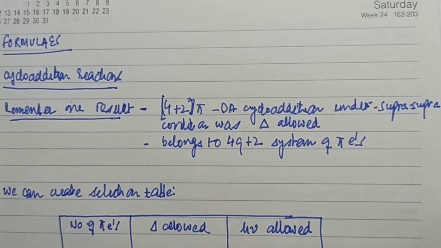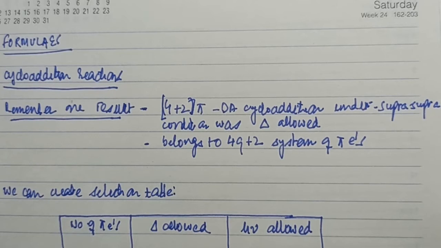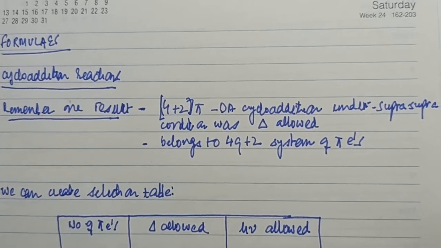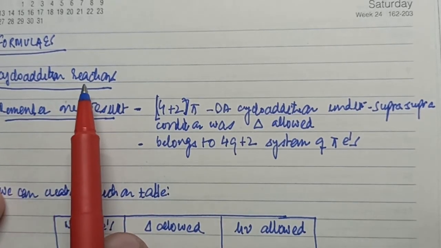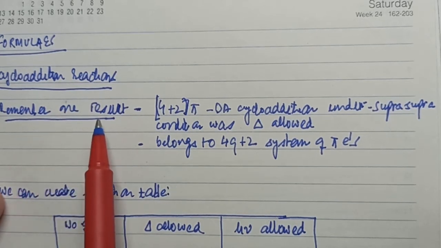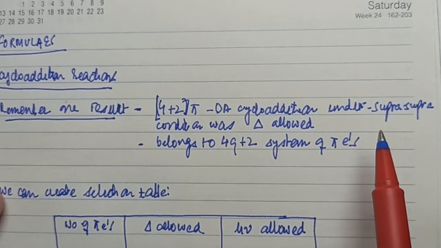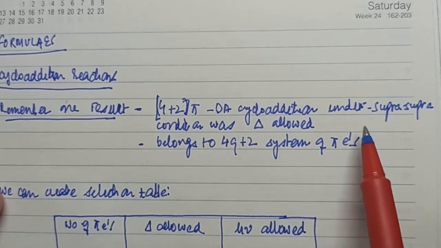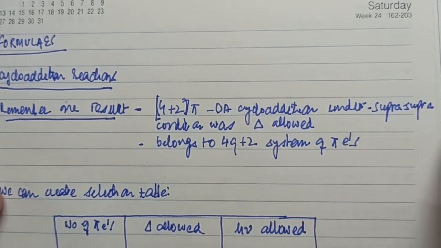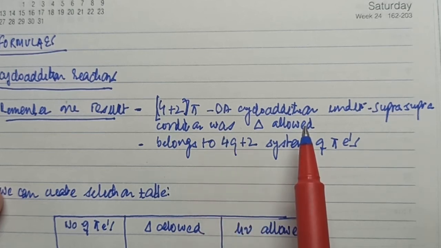Now, while using the formulas or the selection rules, as I've told you before also, we always need to remember just one result. For example, in the case of cycloaddition reaction, let's remember the result of the Diels-Alder cycloaddition reaction between a butadiene and an ethene. You remember this reaction was under supra-supra stereochemical mode, a thermally allowed reaction.